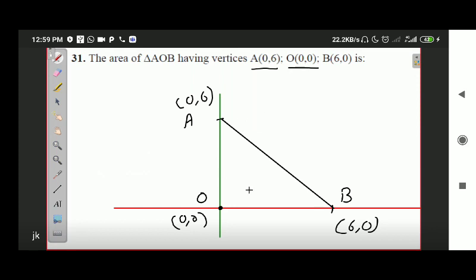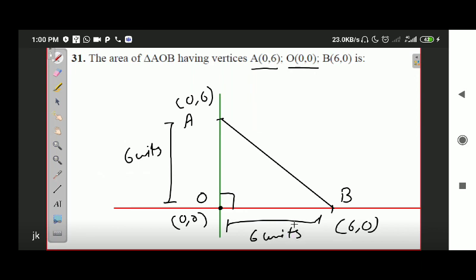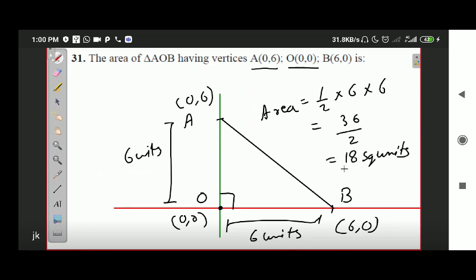We have to determine the area of this triangle. In this triangle, you can easily see this is 90 degrees, because the intersection of both the axes is at 90 degrees. It is a right angle triangle. The height of this right angle triangle is 6 units, and the base is again 6 units. So the area is half into base, that is 6, into height, that is 6. 36 upon 2, that is 18 square units. That is your correct answer.